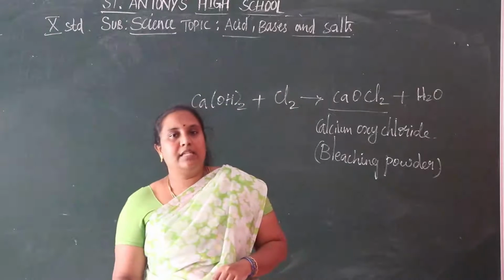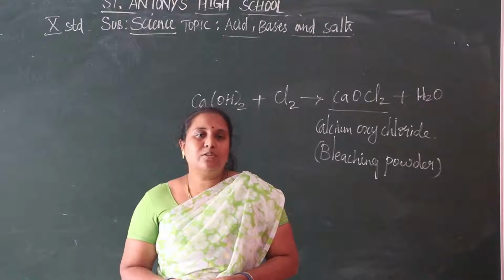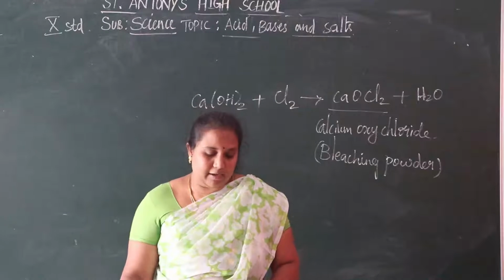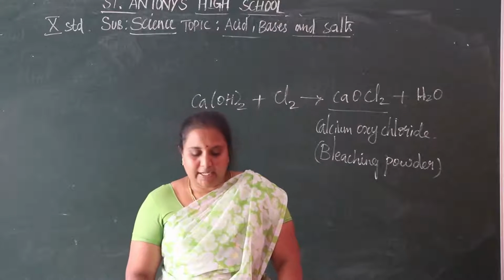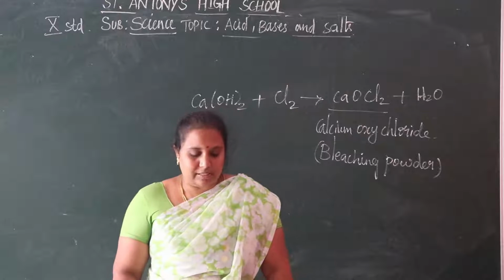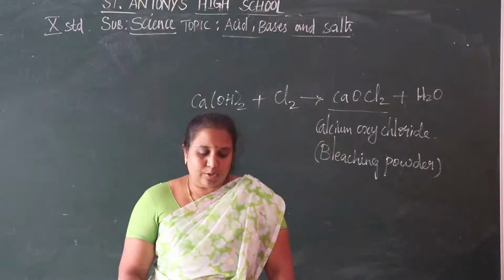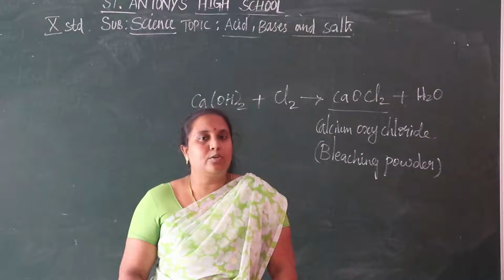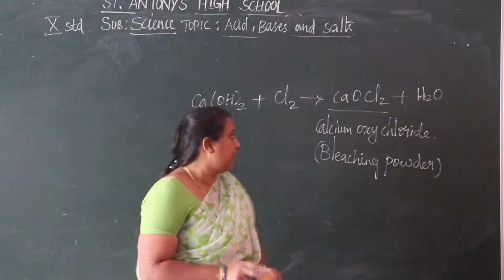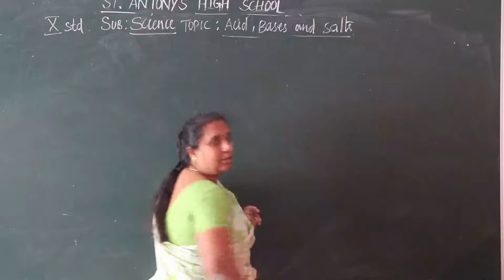Then we see about baking soda. Baking soda is another important chemical product which can be obtained from the byproducts of the chlor-alkali process. The chemical name of baking soda is sodium bicarbonate, or sodium hydrogen carbonate. Now let us see about the preparation of baking soda.